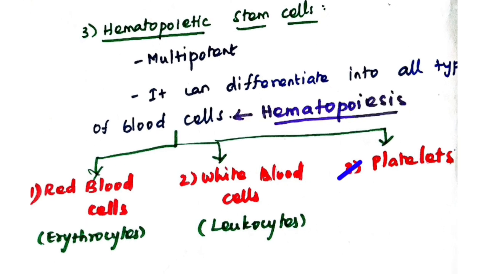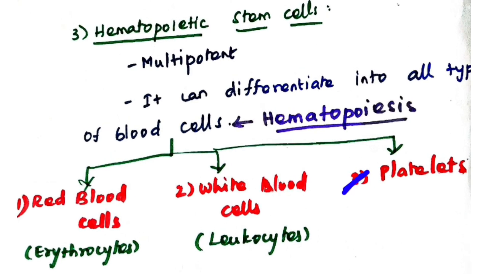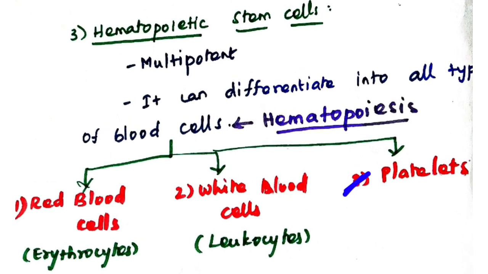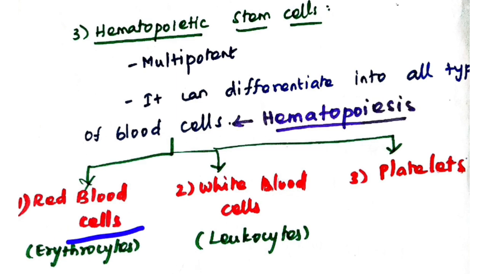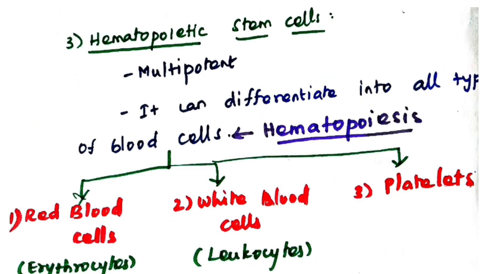Then platelets. The function of platelets is to prevent and stop bleeding by forming a blood clot. These platelets and red blood cells are not part of our immune system. Only white blood cells are a part of the immune system. So in this video we are going to see in detail about white blood cells. White blood cells are also known as leukocytes.